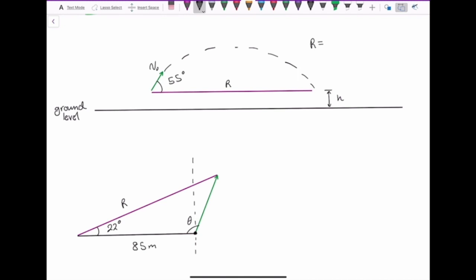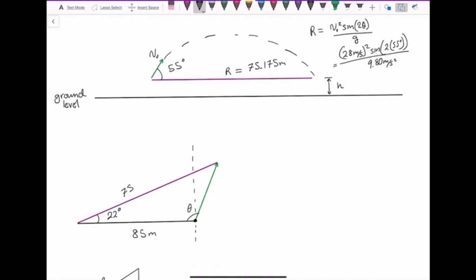So range equals, we know that the initial speed was 28 meters per second, and that's squared. We know that 55 degrees is the angle at which the ball was hit. So 2 times 55, you can just put the degrees if you want, all divided by 9.80 meters per second squared. The range is going to equal 75.175 meters. That's the range. So now we have one leg of the triangle.